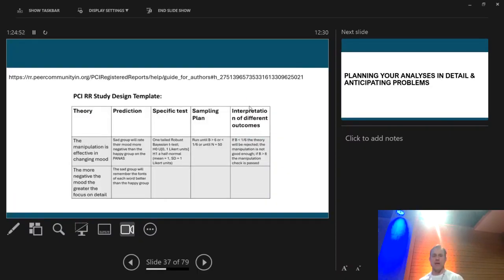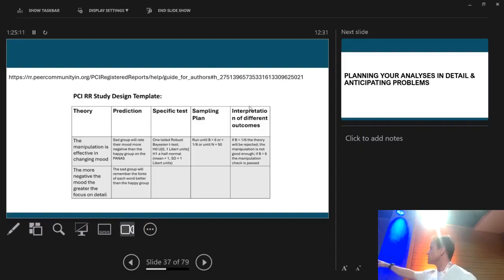So now, I just wanted to show you something. I've put a link here. You can get my slides if you want the slides. Or you just go to Peer Community In Registered Reports, study design template. What we do when we do a registered report is these things I've been talking about. This is a slightly simplified version.